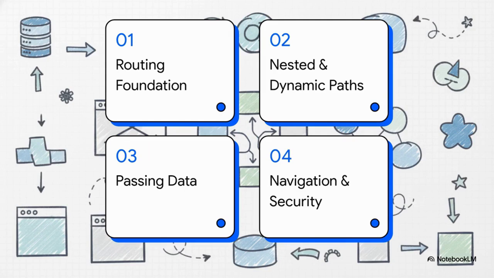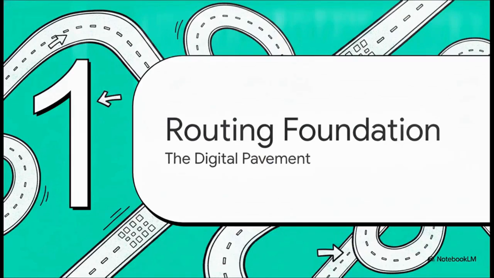Okay, here's our quick roadmap for today. First, the routing foundation. Second, nested and dynamic paths. Third, parameters and passing data. And finally, navigation and security. Starting with Section 1, the routing foundation. It's time to lay down some digital pavement.